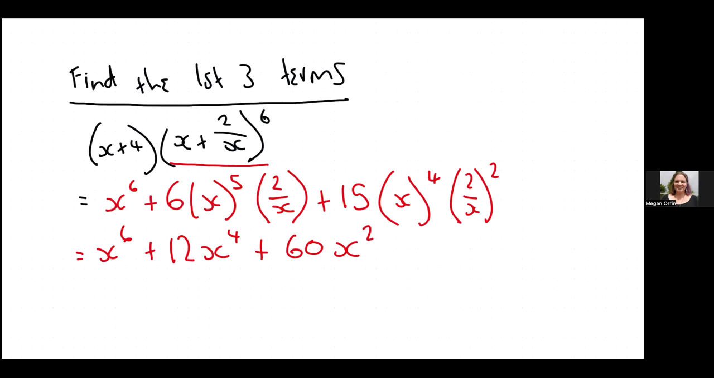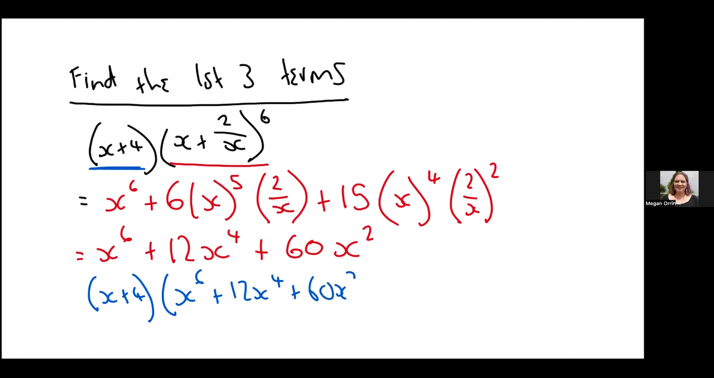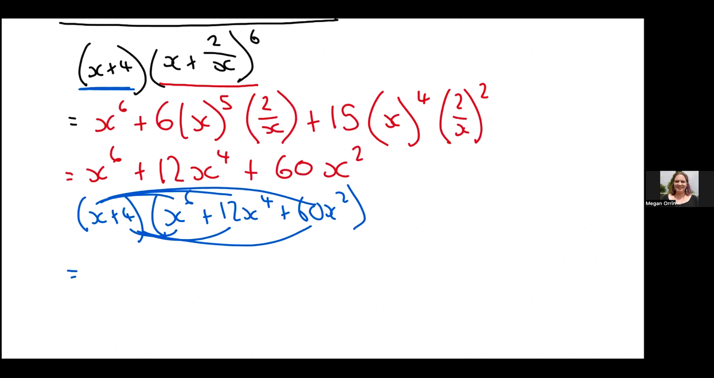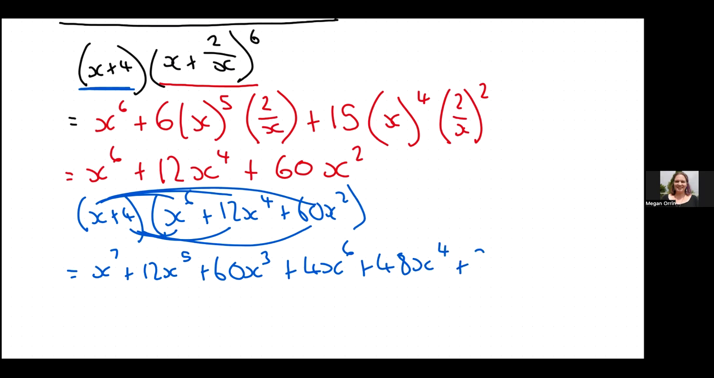Now what I'm going to do is add back this. So now I have x plus 4 times all of this stuff. Right, so now this x needs to go on all 3 of them, and this 4 needs to go on all 3 of them. It is so many numbers, isn't it? All right, so then I get x to the power of 7 plus 12x to the power of 5 plus 60x cubed. Now 4 is going on all of them. So 4x to the power of 6 plus 48x to the power of 4 plus 240x squared.